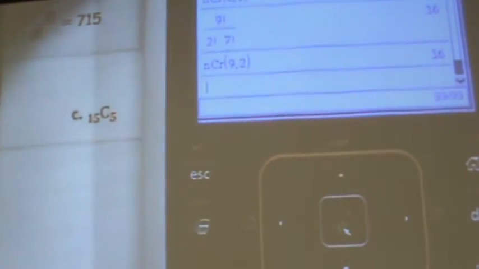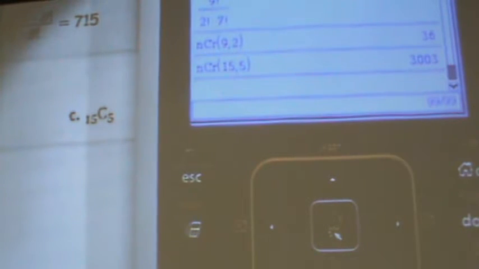How about the last one? What'd you get? Menu, probability. We're going to take 15 combinations, 5 at a time. And order doesn't matter. You get 3,003. And that would be 15 factorial over 5 factorial times 10 factorial.